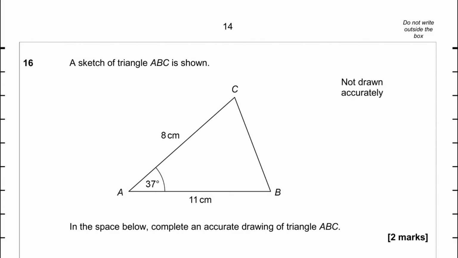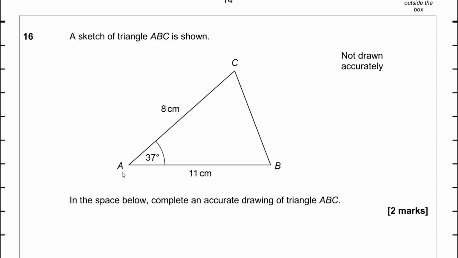Question 16. A sketch of triangle ABC is shown. So this is a triangle A, B, and C. In the space below, complete an accurate drawing of triangle ABC. So this is not drawn accurately. Then we have to make another triangle here with the accurate measurements. So how do we do this?